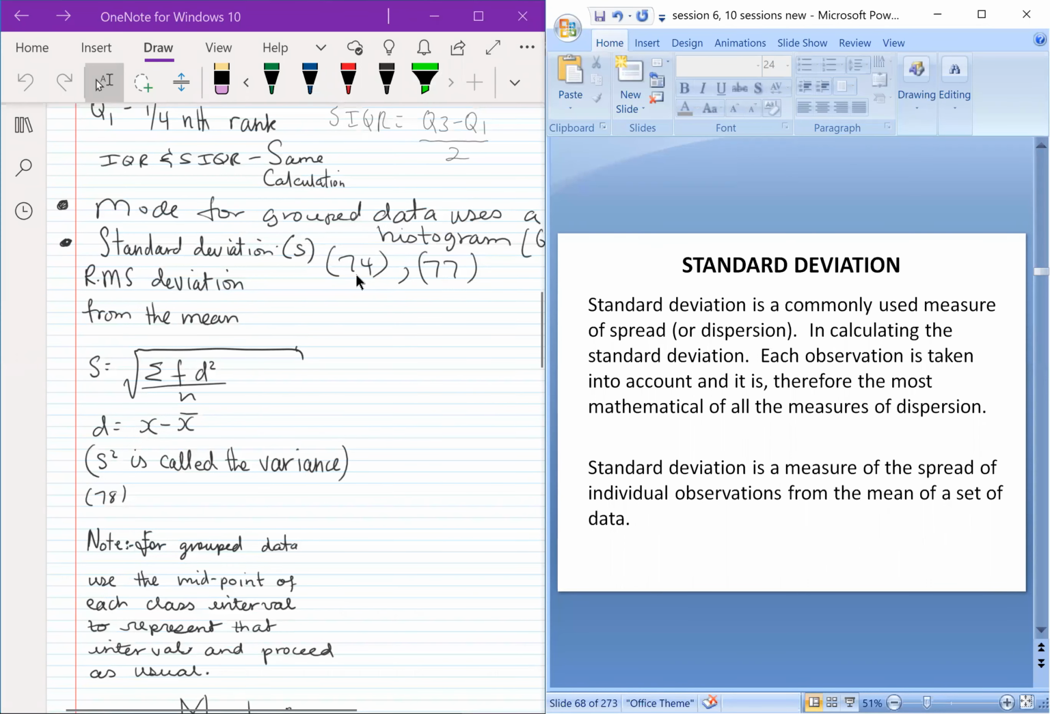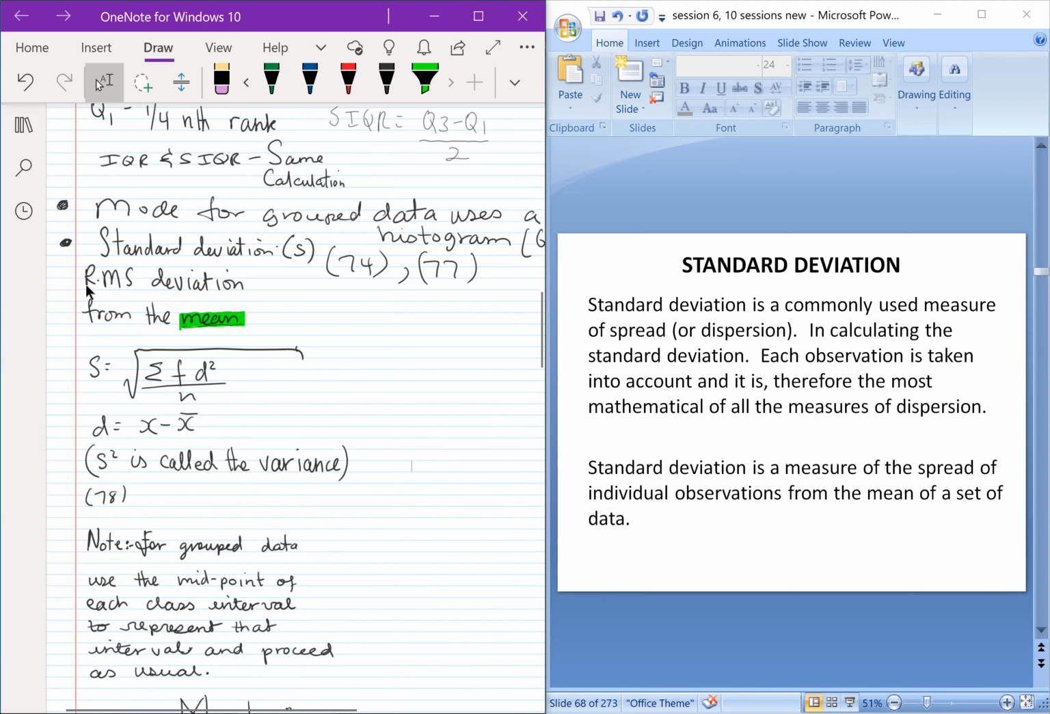So let's see some examples with standard deviation. The first thing I want you to be aware of is that the symbol for standard deviation is S. S is standard deviation. Now, another way of saying standard deviation is like this. It's the RMS deviation from the mean, right? So it's very important to remember that you always need to calculate the mean or have the mean given to you if you have to find standard deviation. Okay? So the RMS deviation from the mean, RMS means the root mean square deviation.